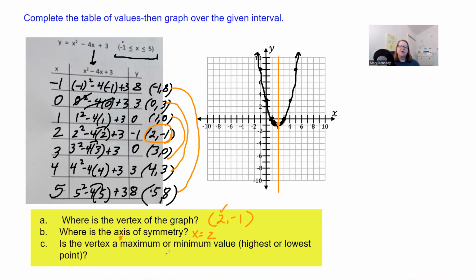All right, is the vertex a maximum or a minimum value? We just talked about that. It's the lowest point, and so that means it's a minimum. And that minimum is at y equals -1. And that always matches the y value from the vertex. So it's down here at -1 on the y-axis.